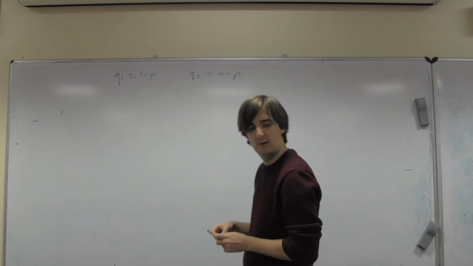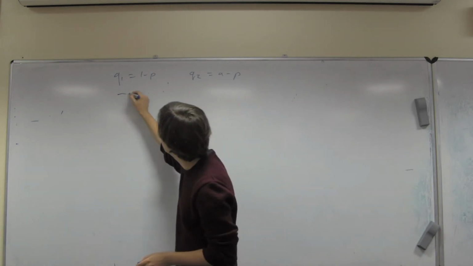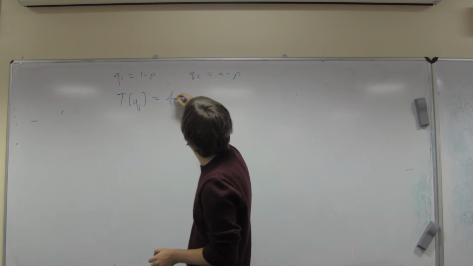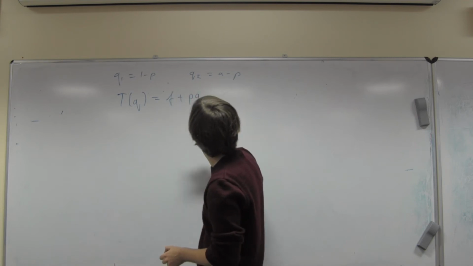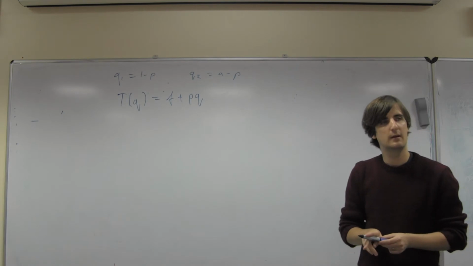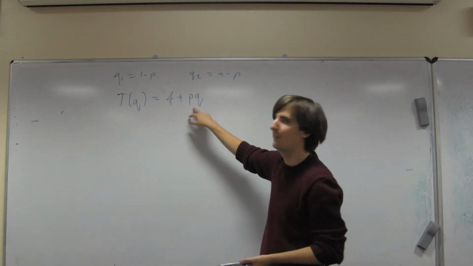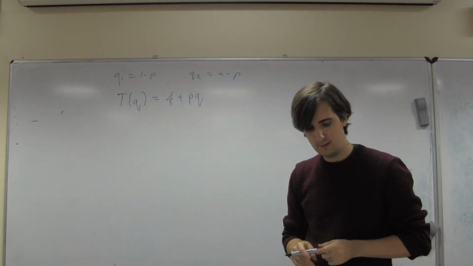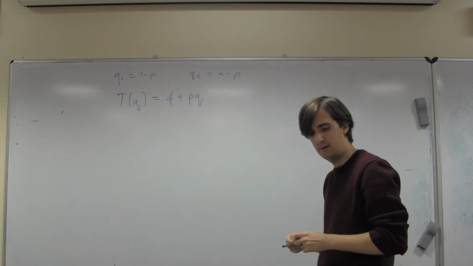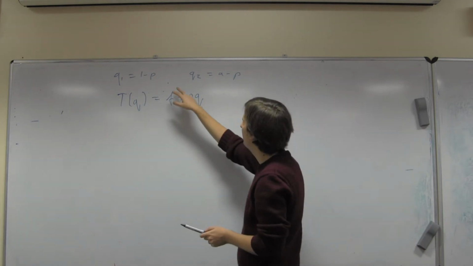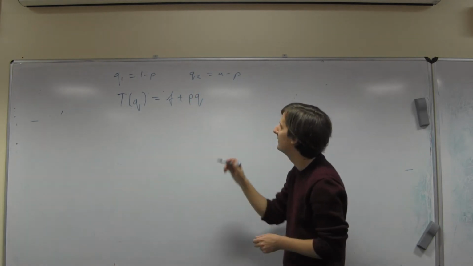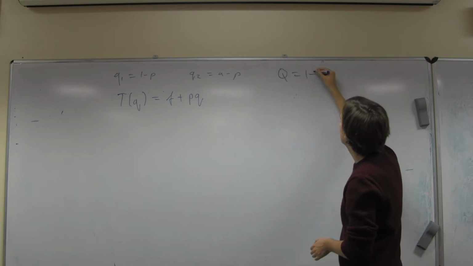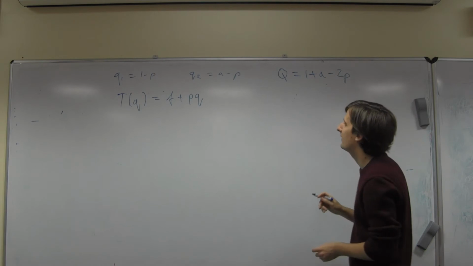So you're saying if you want to buy Q units, you have to pay an amount T of Q, which is F plus PQ. Okay, so you have to pay something to walk in the shop, and then you pay something for each additional unit. If this firm is selling in both markets, just as before, it sells a total quantity of 1 plus A minus 2P. It's very similar.